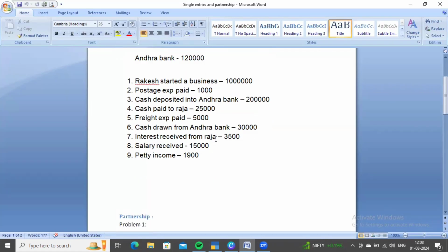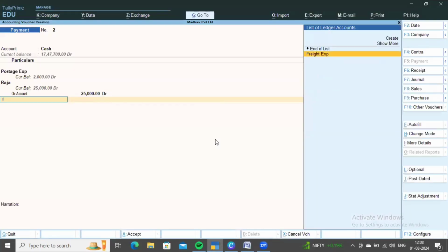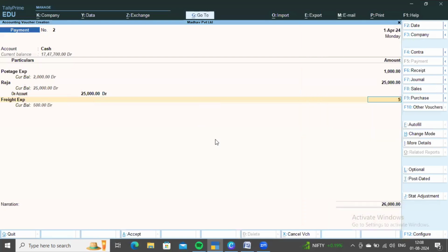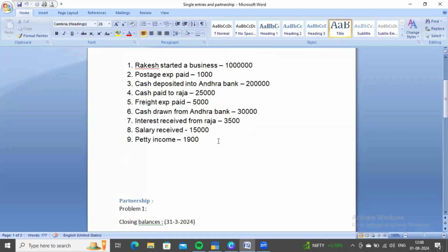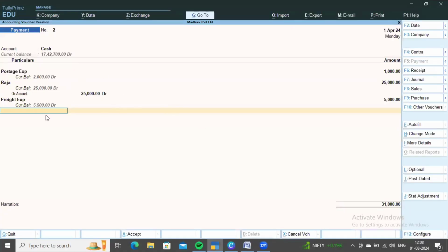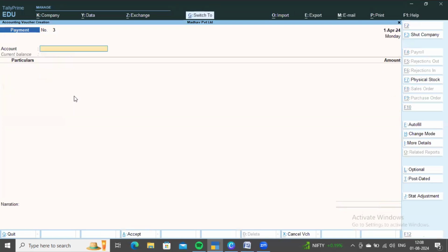Next, freight expenses paid 5,000. Freight expenses 5,000. Here see the cash balance is reducing by entering these transactions. Next, that's it. These are the payment transactions that we are required to enter in payment voucher by using single entry mode. Then press Ctrl A.